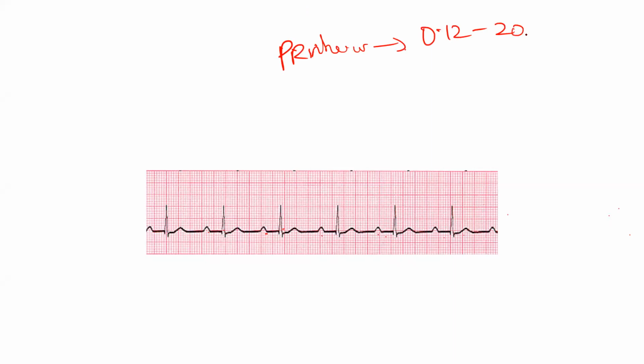0.12 to 0.20 seconds. Okay, now identify the PR interval here. Sir, it's going to be 3 to 5 small boxes. Prolonged. It is more than 5, right? Prolonged. Yes, sir. Okay, what's the rhythm now? Check the flowchart. First degree heart block. Excellent. Very simple. First degree heart block.